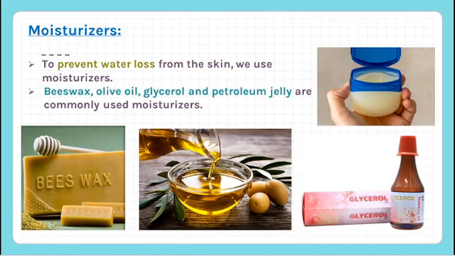And the next one is moisturizers. The moisturizer is a thing that prevents the loss of water from the skin. For example, beeswax, olive oil, glycerol, petroleum jelly, these are all used as moisturizers. We all know Vaseline, Vasocare, the products we use on our skin to avoid water loss from our skin. So these are all examples of moisturizers which keep our skin moisturized.